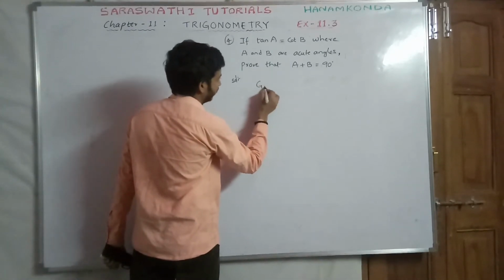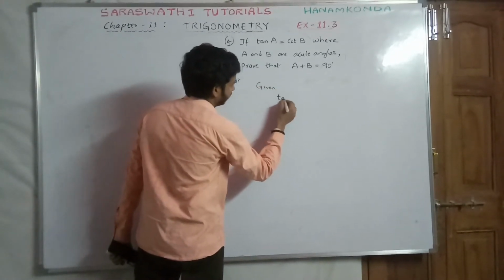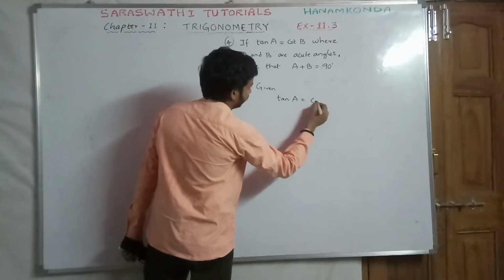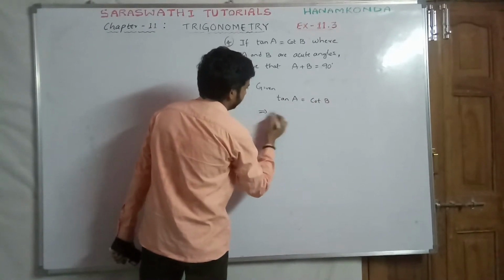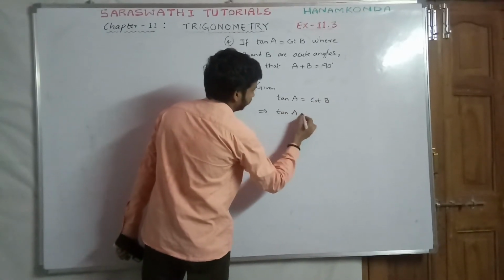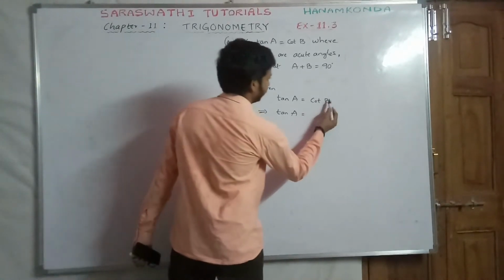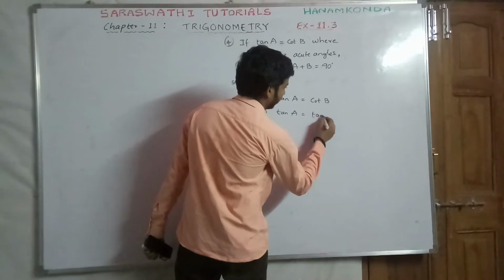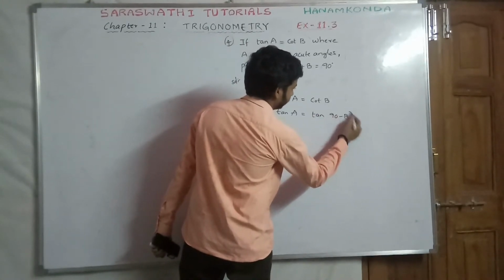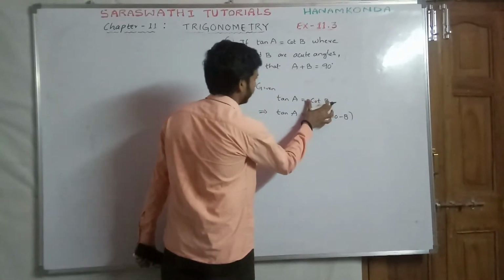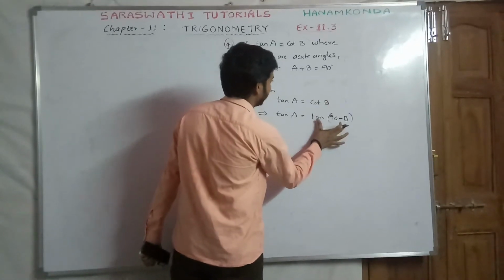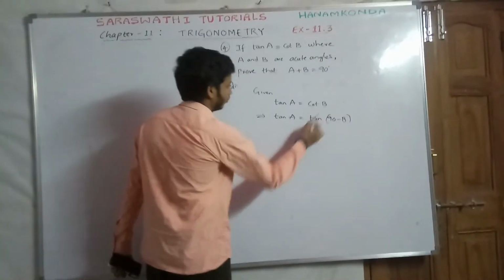Okay, so given that tan a equals cot b, it implies that tan a equals, so we can write cot theta as tan of (90 minus theta). So similarly here cot b can be written as tan of (90 minus b). Okay, so tan of (90 minus b), its value is equal to cot b. So in place of cot b we are writing tan of (90 minus b). Okay, now tan gets cancelled.